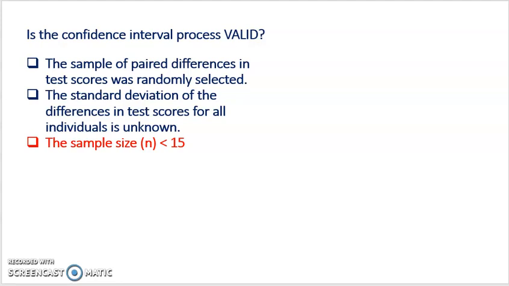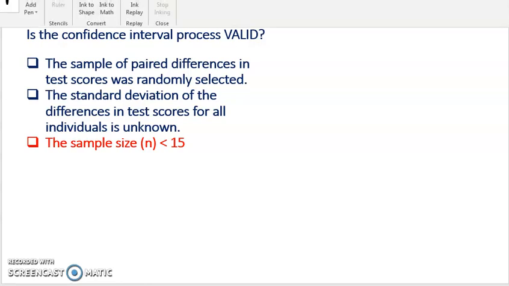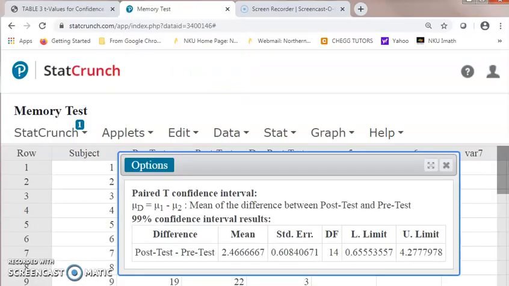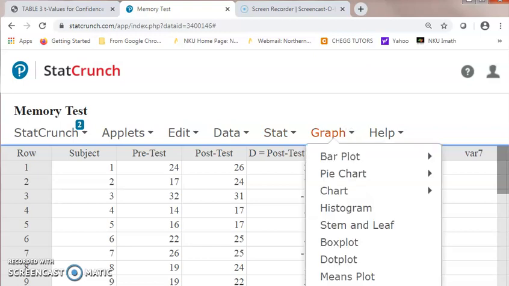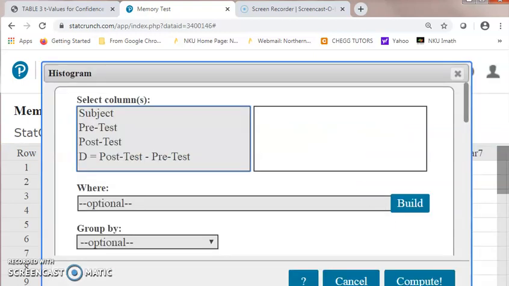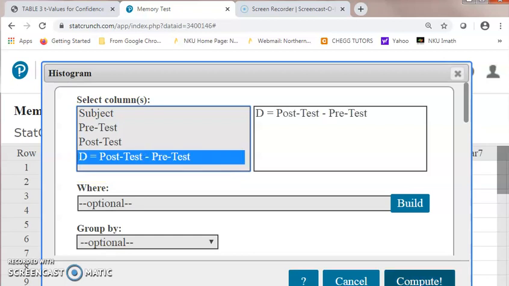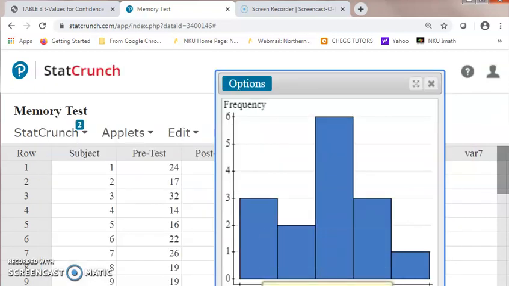The standard deviation of the differences in test scores for all individuals is known. There's a bit of a red flag, though. The sample size is less than 30. If that's the case, remember we have another out for t distributions. And I'm going to go to StatCrunch again. Let's examine the histogram of the sample differences. So go to graph, and histogram, of sample differences, compute, and there it is.